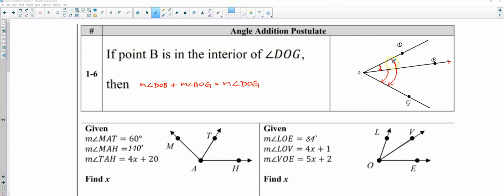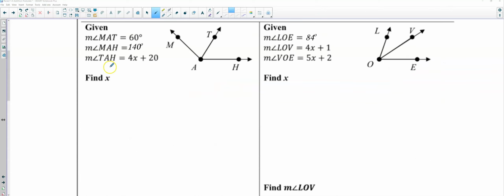In other words, if this angle measures 10 degrees and this angle measures 35 degrees, then this big angle right here will measure 45 degrees. In other words, the measurement of angle DOB is 10 degrees plus the measurement of angle BOG is 35 degrees. And when you put them both together, that should equal 45 degrees. That's all it's saying. Okay, let's take a look at some examples.